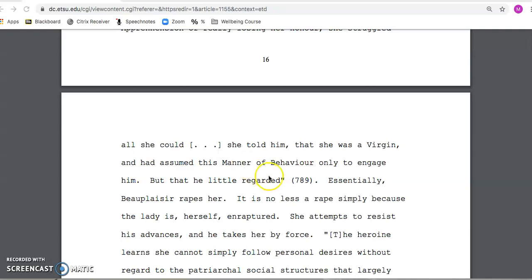Now, when she's done with a quote, it says, essentially, Beauplaisir rapes her, and then continues to explain how the quote is relevant. So you can't just introduce a quote and say, there you go, there's proof. You have to actually let your reader understand how that quote, in fact, serves your point. So the student elaborates, it is no less a rape simply because the lady is herself enraptured. She attempts to resist his advances, and he takes her by force.